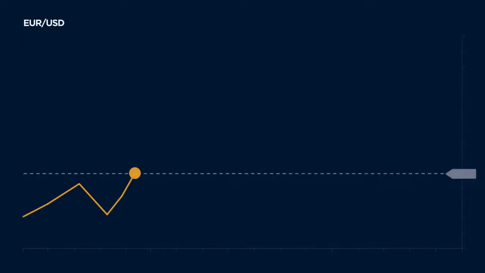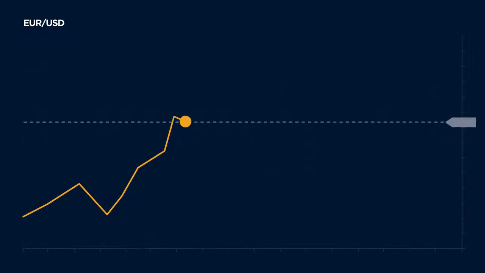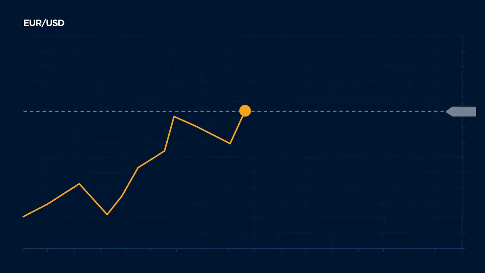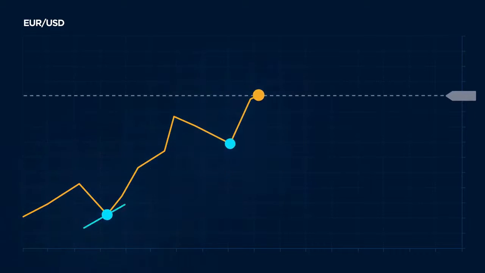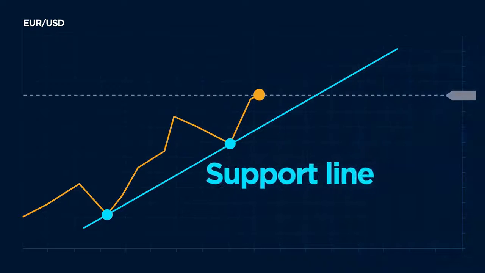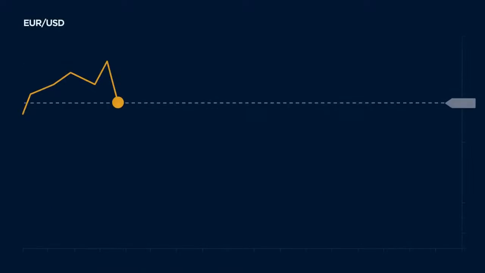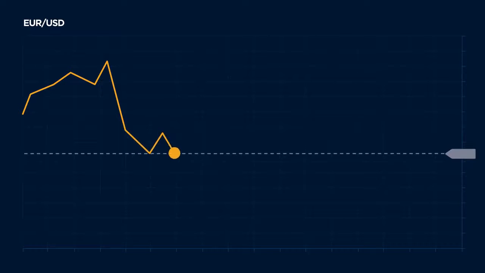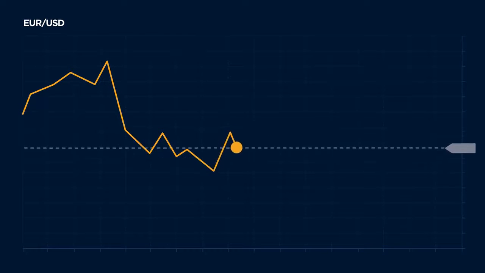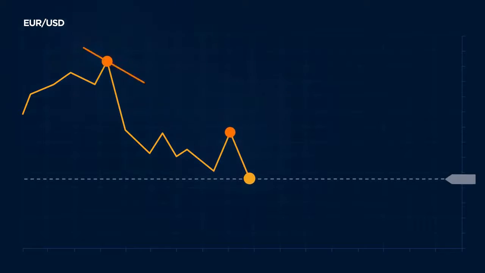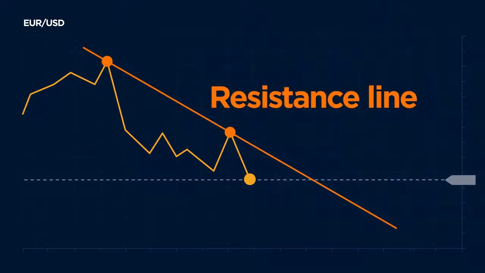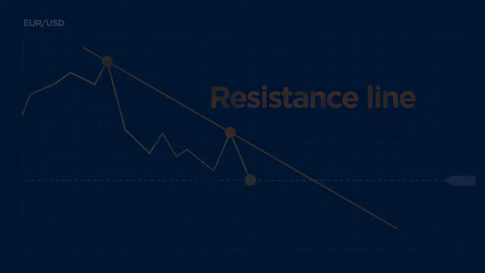If the price grows, this is an upward trend. In this case, you need to draw the trend line using the lower points of the chart. The resulting line is called a support line. If the price goes down, this is a downward trend. In this case, you need to draw the trend line using the upper points of the chart. The resulting line is called a resistance line.